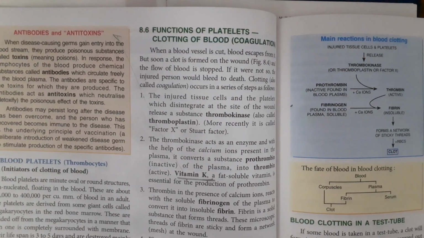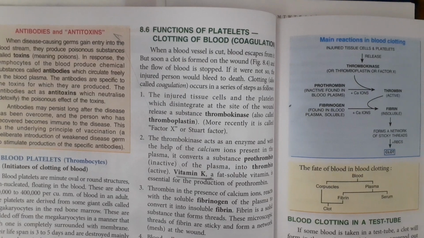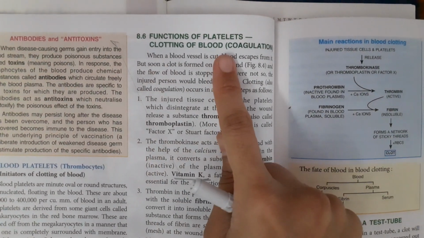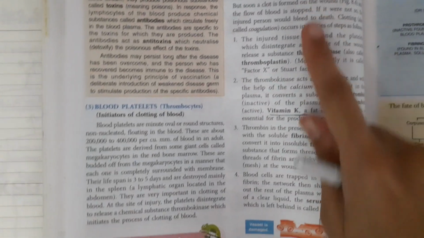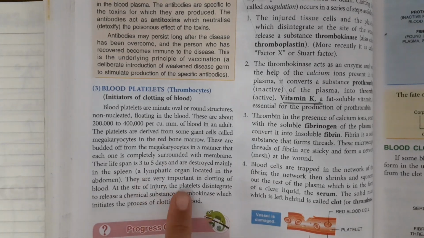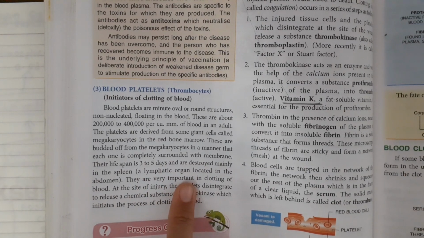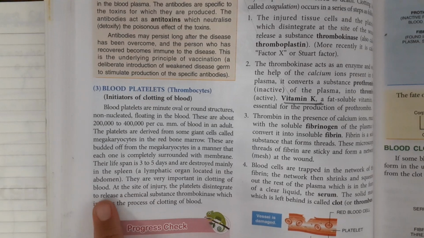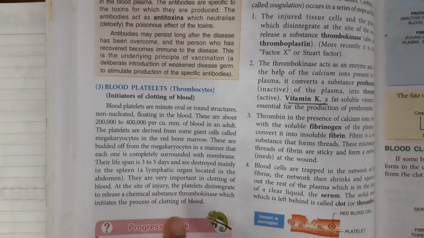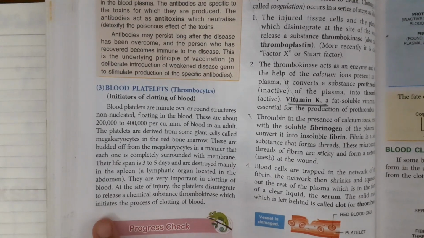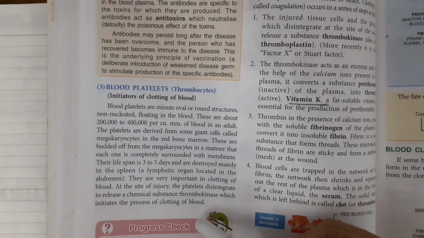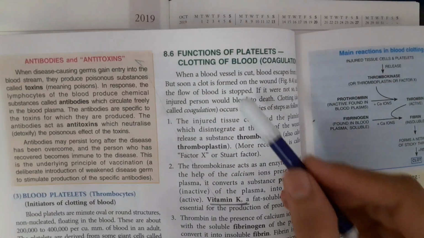Now we will see the next topic of this chapter 8, functions of platelets. The first one, clotting of blood. In the last video, we have already discussed what blood platelets are, and a very important function of the blood platelets is in the clotting of blood. At the site of injury, these platelets disintegrate and release the substance thrombokinase, which initiates the process of blood clotting. So now we will see this process in detail.